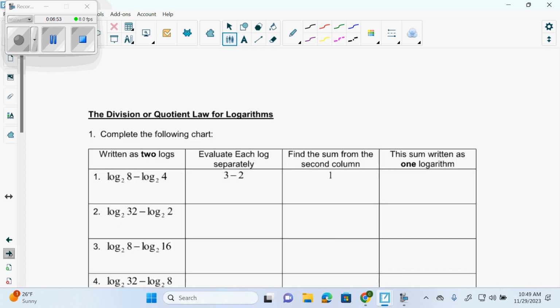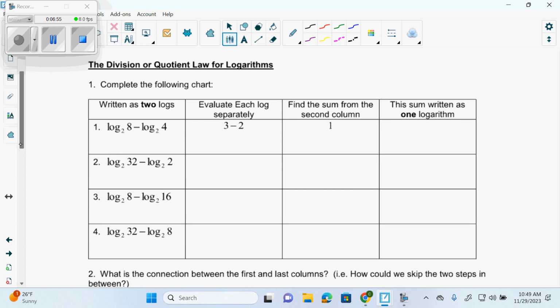So now we have the quotient or division law. So it's just a subtraction sign. So this one has a plus 1 in front, and this one has a minus 1 in front. So we get log base 2 of 8 is 3, minus log base 2 of 4 is 2, 3 minus 2 is 1. Now our rules are that they have to have the same base, so they do, they have base 2, and anything with a plus 1 in front goes in the numerator, and anything with a minus 1 in front goes in the denominator. That's how you get the division.